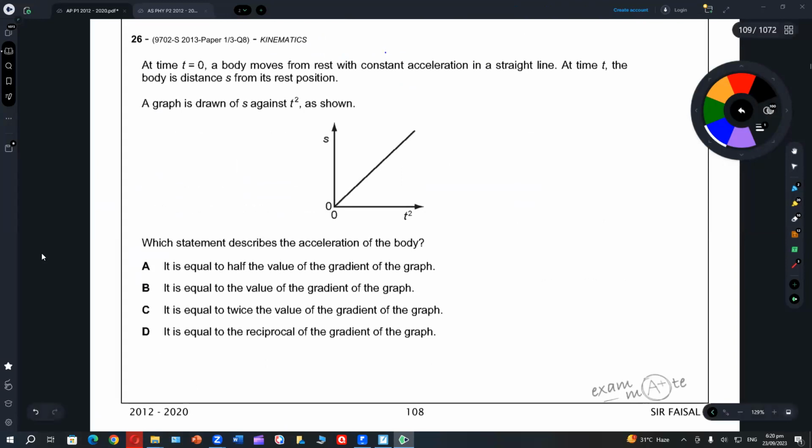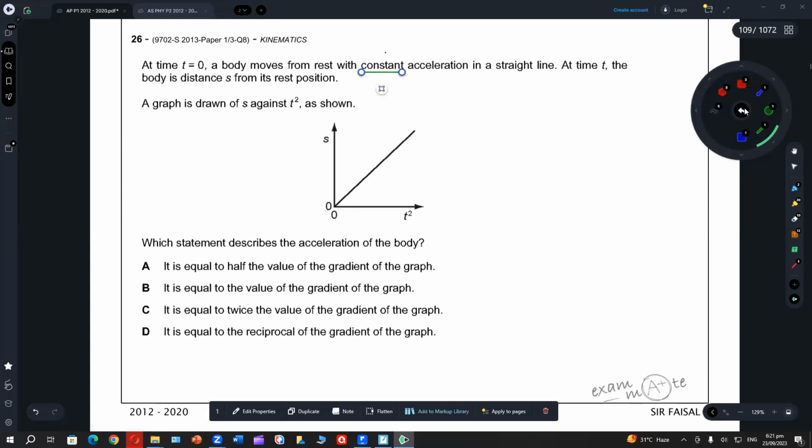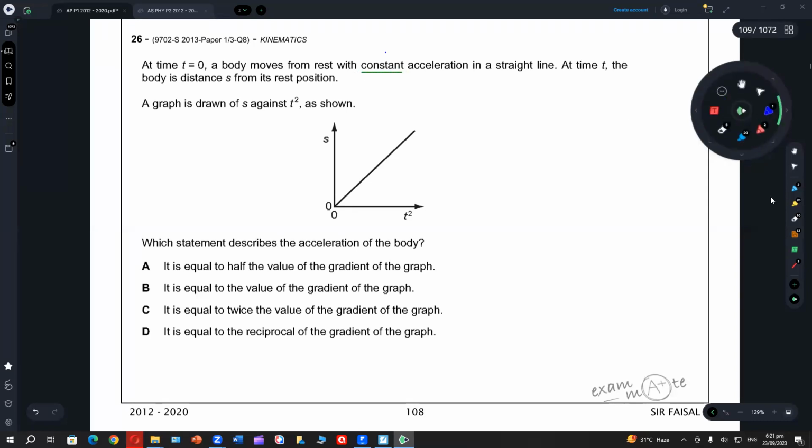At time t equal to 0, a body moves from rest with constant acceleration. People have to make a habit that when you read this type of question, you should do a working. MCQ papers are like proper working papers. At time t, the body is distance s from its rest position. A graph is drawn of s against t square. Now, this s against t square is a very famous relation.